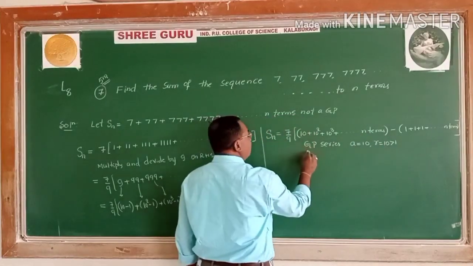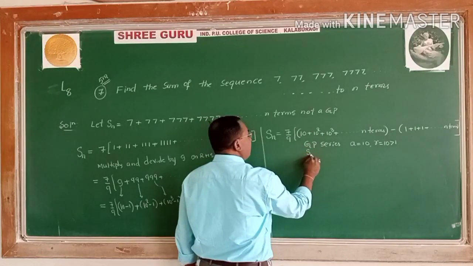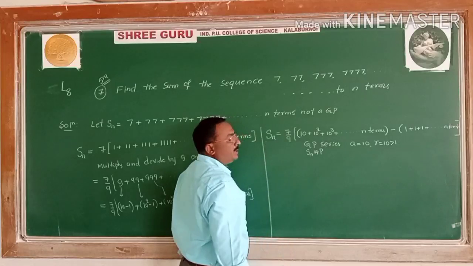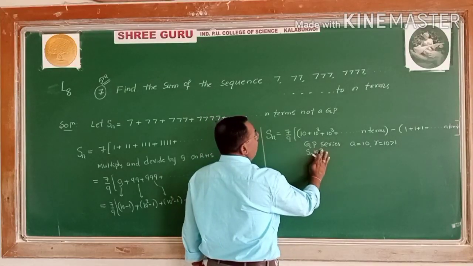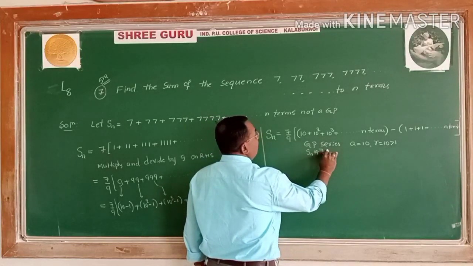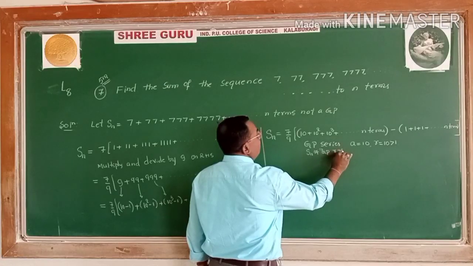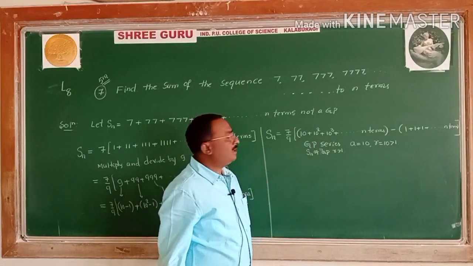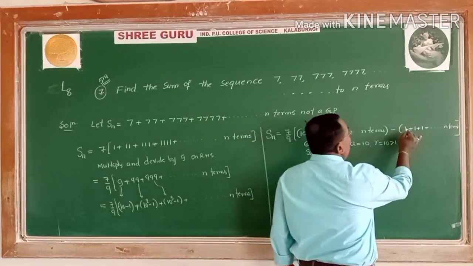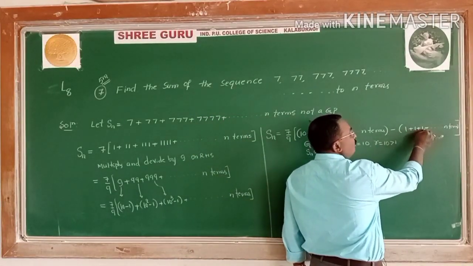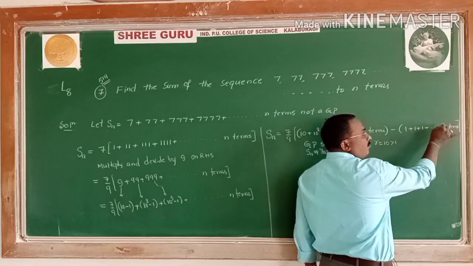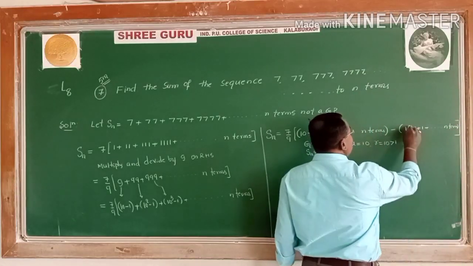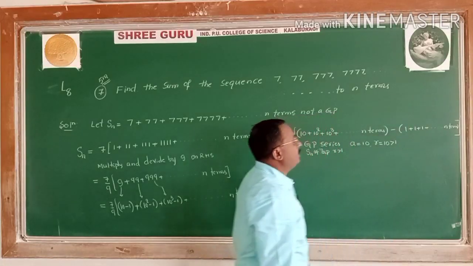What is the meaning here? Sn of a GP, if R is greater than 1, that condition applies. Here what is this? 1 plus 1 is 2, 2 plus 1 is 3, 3 plus 1 is 4, 4 plus 1 is 5, 5 plus 1 is 6. How many terms? N terms. This is N. Understood?